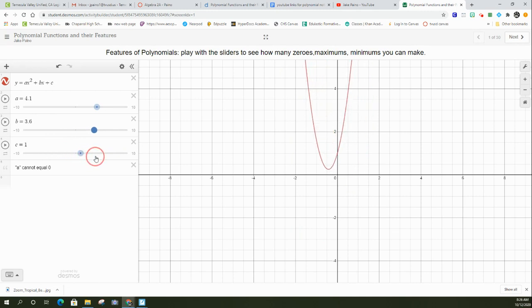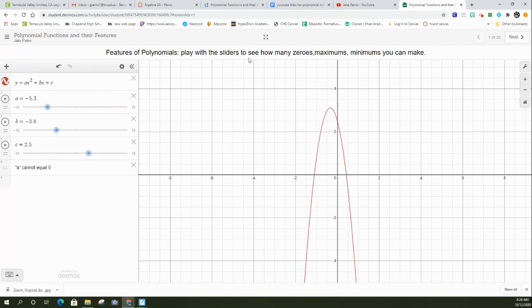So right now I have no x-intercepts. Now I have one x-intercept. Now I have two x-intercepts. I could do that same thing with c: one x-intercept, no x-intercepts, two x-intercepts. Turns: it's always got one turn, no matter what I do to a. It could flip, but it's still just one turn.